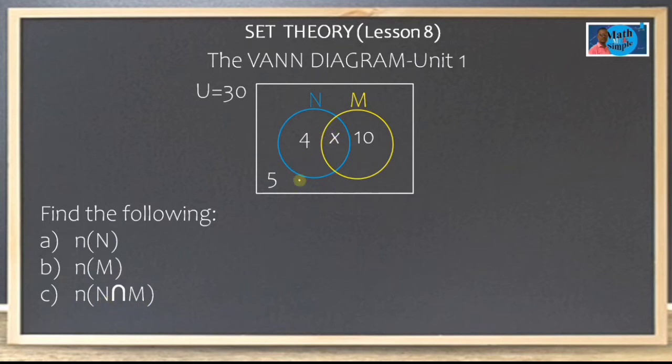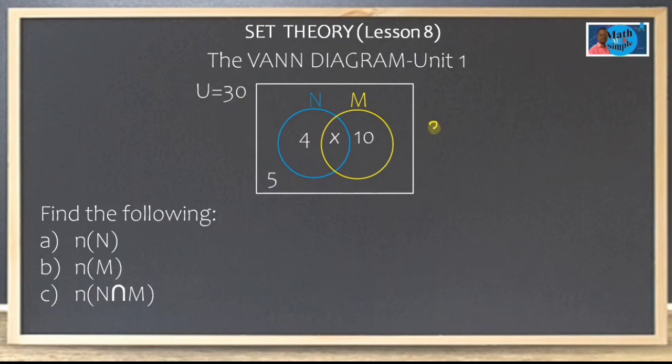In order to find any of these members in these sets, we will want to know the value of X. So how do we determine the value of X? Now, the universal set is 30, and what we know about the universal set is that it is the sum of all of the members that are under consideration for that context. So it means we add all of the members in the respective portions of this diagram, and they will constitute the universal set.